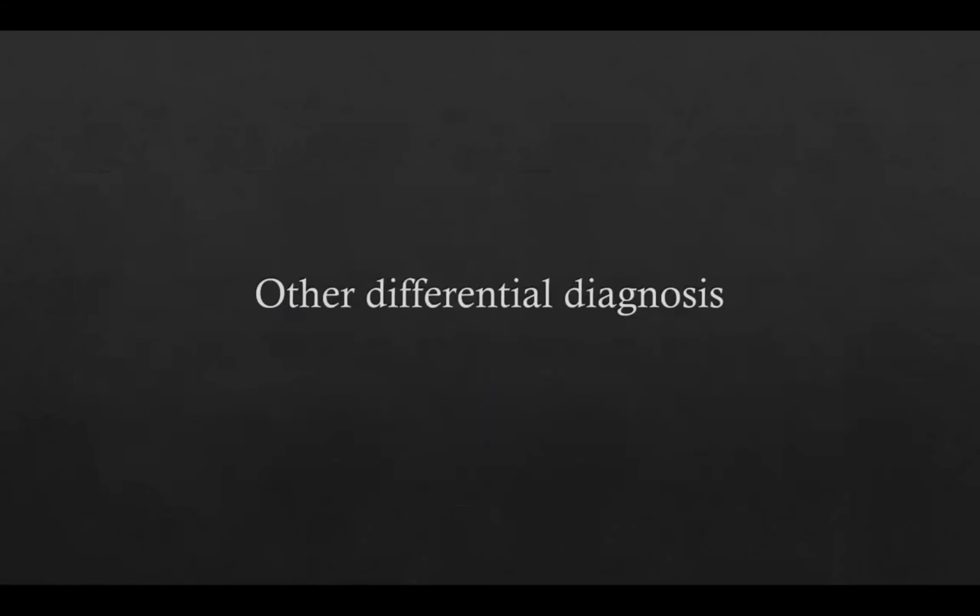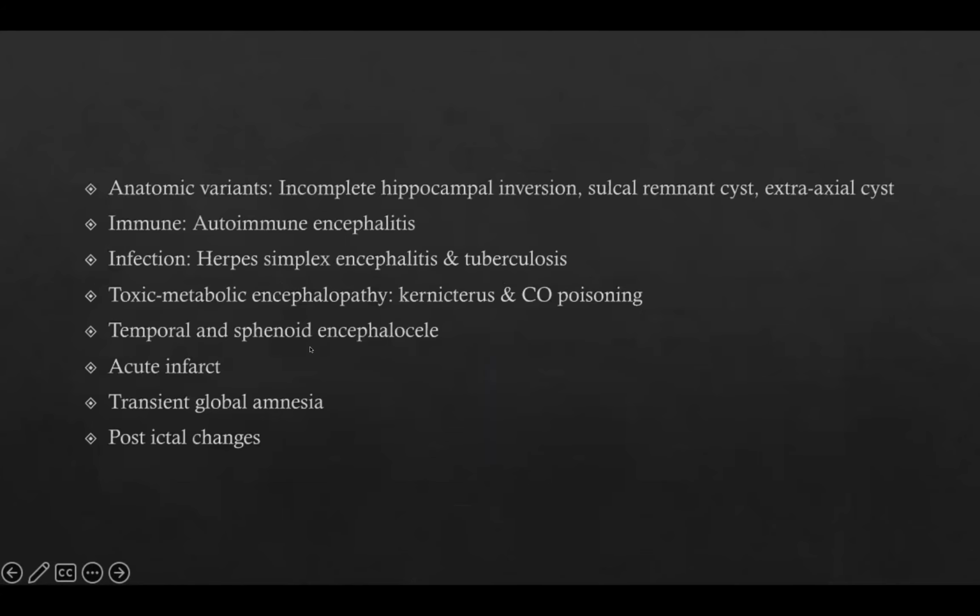Okay, so after you try to look for all the structural causes, think of a possible differential diagnosis that may also cause epilepsy. So it could be related to anatomic variants, could be associated with autoimmune encephalitis, could be due to underlying infections. It could also be because of toxic metabolic causes, or it could also be due to a defect in encephalocele, or the patient may also have acute infarct, or in older patients, it could be transient global amnesia. And you may also see some findings which are actually related to postnatal changes.